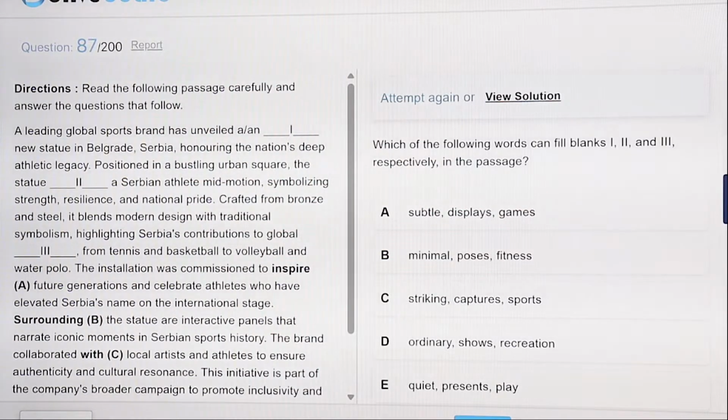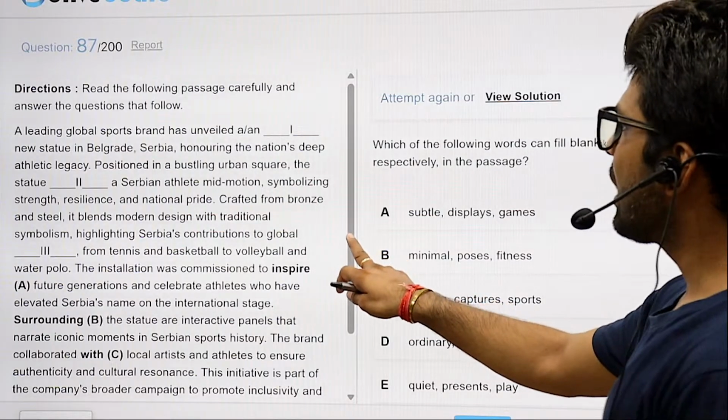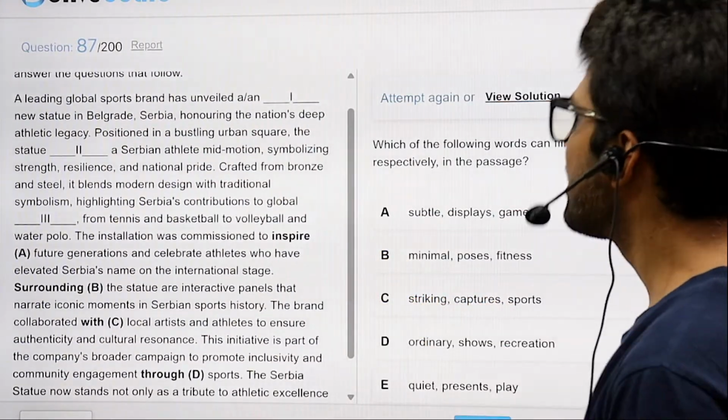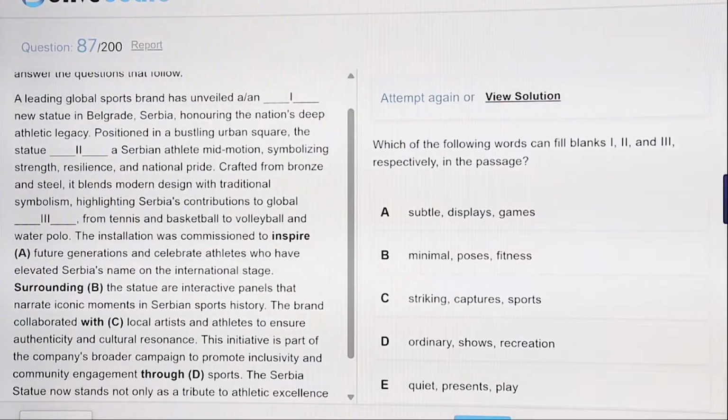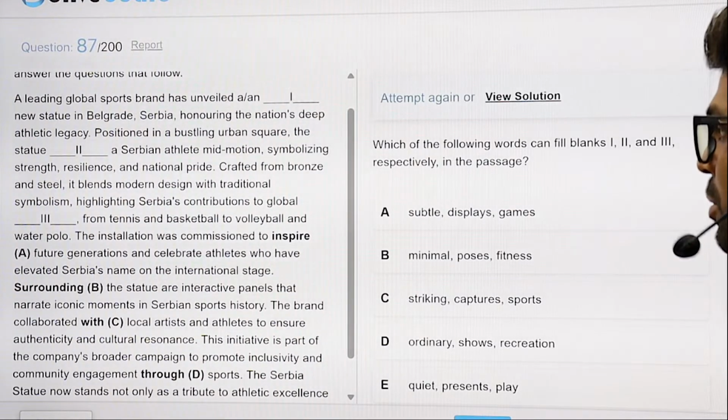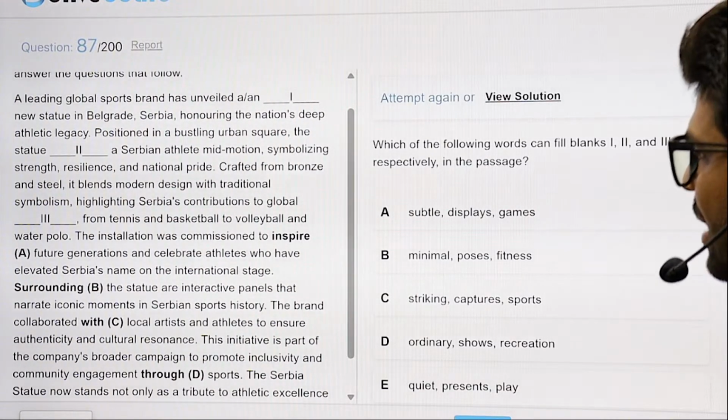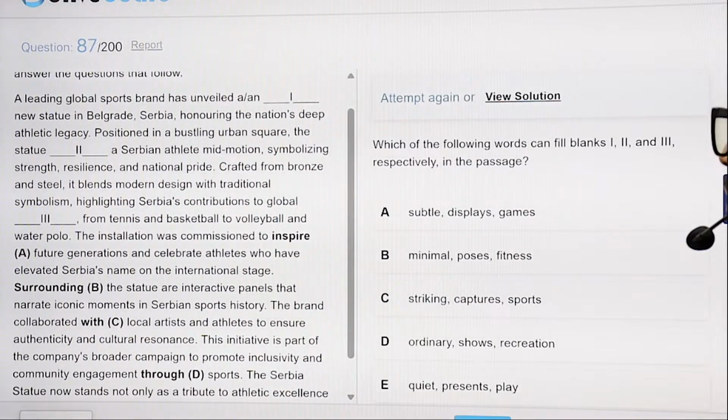Have a smile, please. A leading global sports brand has unveiled a blank space new statue honoring the nation's deep athletic legacy. Positioned in a bustling urban square, the statue blank space an athlete mid motion, symbolizing strength, resilience, and national pride. Crafted from bronze and steel, blends modern design with the traditional symbolism, highlighting the contributions to global blank space from tennis to basketball to volleyball and water polo. The installation was, we'll read that later.